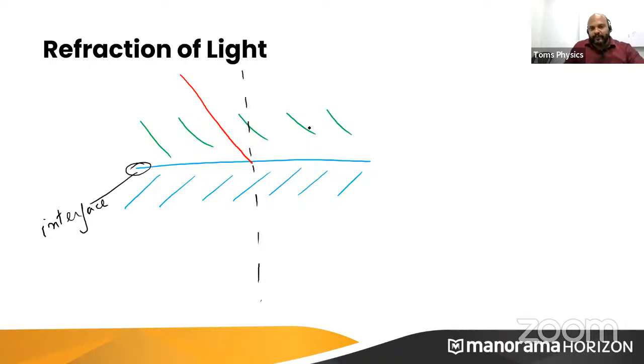Now, if the speed of light is greater in the green medium and lesser in the blue medium, what will happen? It will bend away from the normal or towards the normal. The speed of light is greater in green compared to blue. What will happen to this ray? Will it go straight without any kind of change in its path? This is the incident ray, this is the refracted ray. Will it bend away from the normal, or will it bend towards the normal? She's telling me it will bend towards the normal.